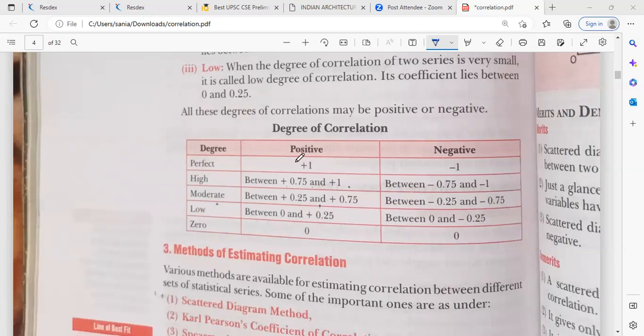See, if your answer is +1 or -1, then it is perfect positive or perfect negative. If it is between 0.75 to 1, it is high, right? And if it is between 0.25 to 0.75, moderate, and 0 to 0.25, low, and 0 means 0. Clear?